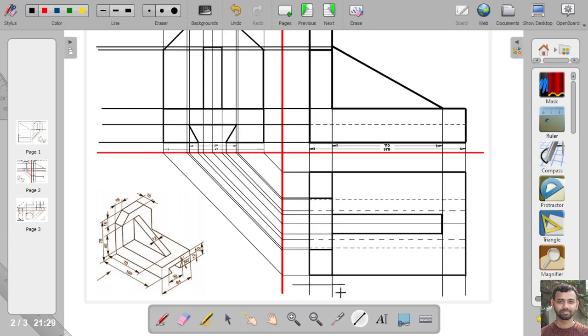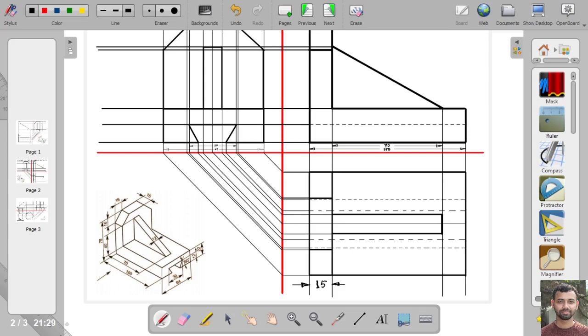As the space is less, so we are showing the dimension on the outside, and the internal space will be blank, and we will put the dimension here. It is given as 15 mm. Okay, this dimension is over.